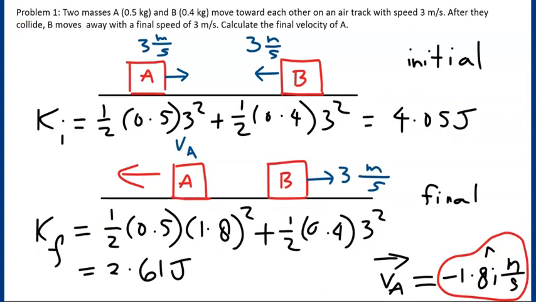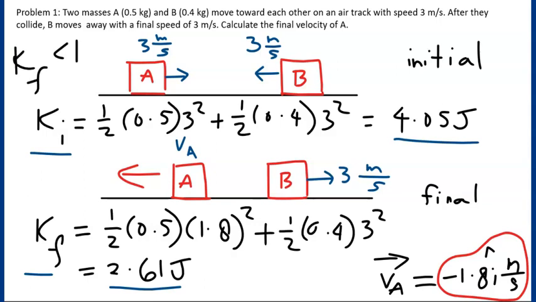Now we can also check that the initial kinetic energy, when calculated, will give you 4.05 joules, and the final kinetic energy is 2.61 joules. So it fulfills the condition of inelastic collision, because the final kinetic energy is indeed less than the initial kinetic energy, indicating a loss in kinetic energy during the collision.